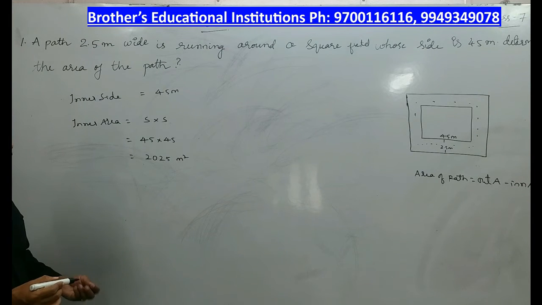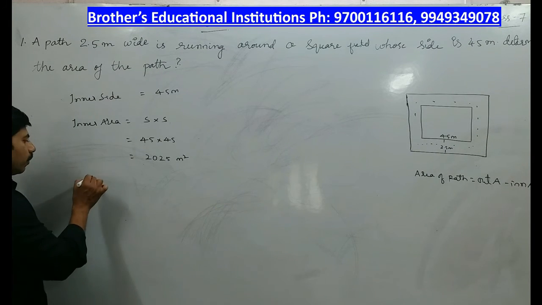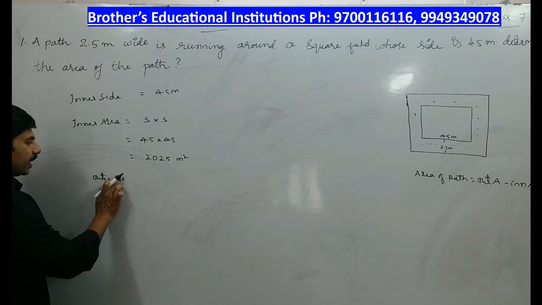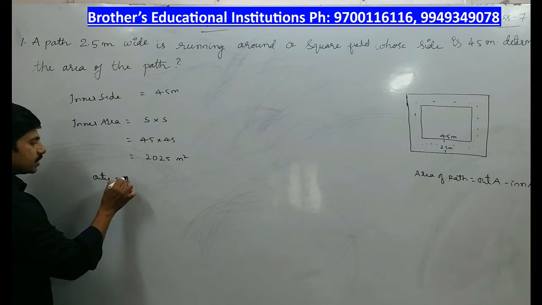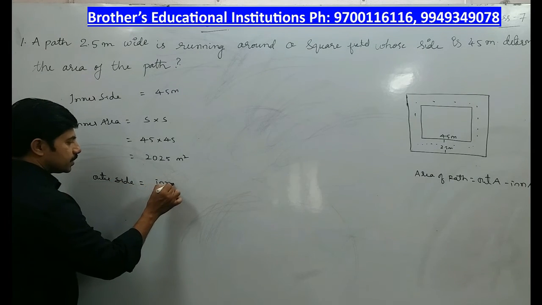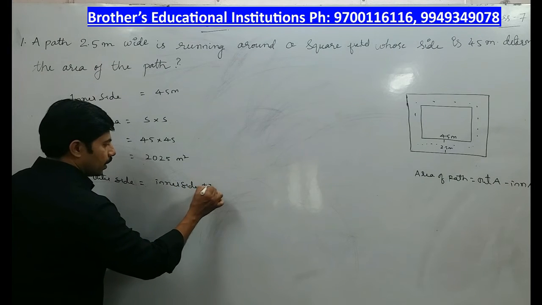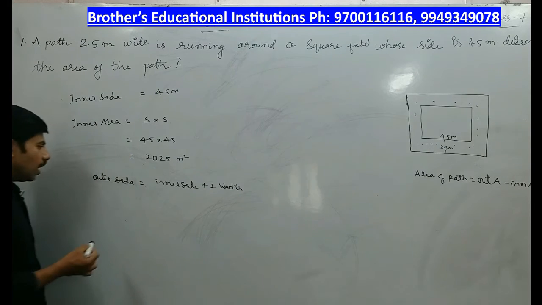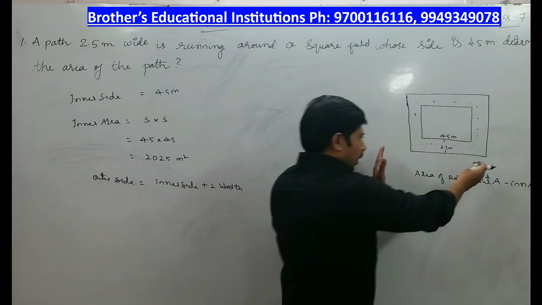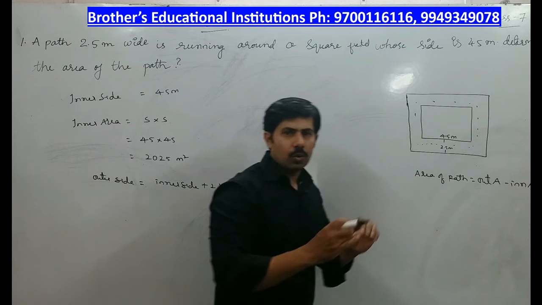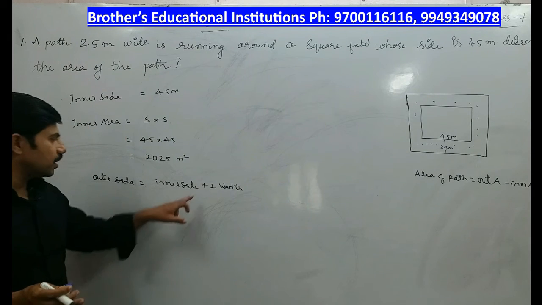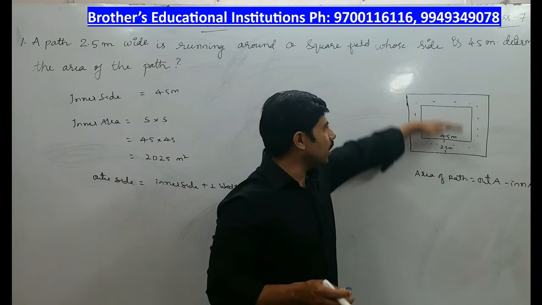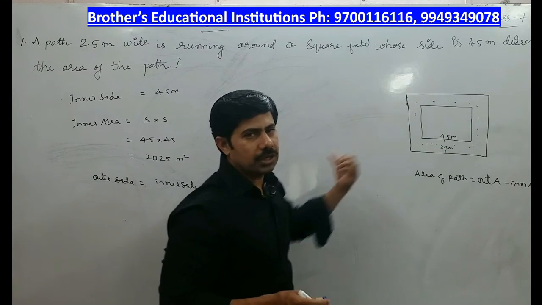Right. Now next we will find out the outer area. How to find the outer area? First we will find the outer side, then we will go to area. Outer side is equal to inner side plus 2 times width. When we are coming outside, the length or the side will increase. That is the reason we add. It increases on both sides, here and here, at the bottom and the top. So that's why we use 2.